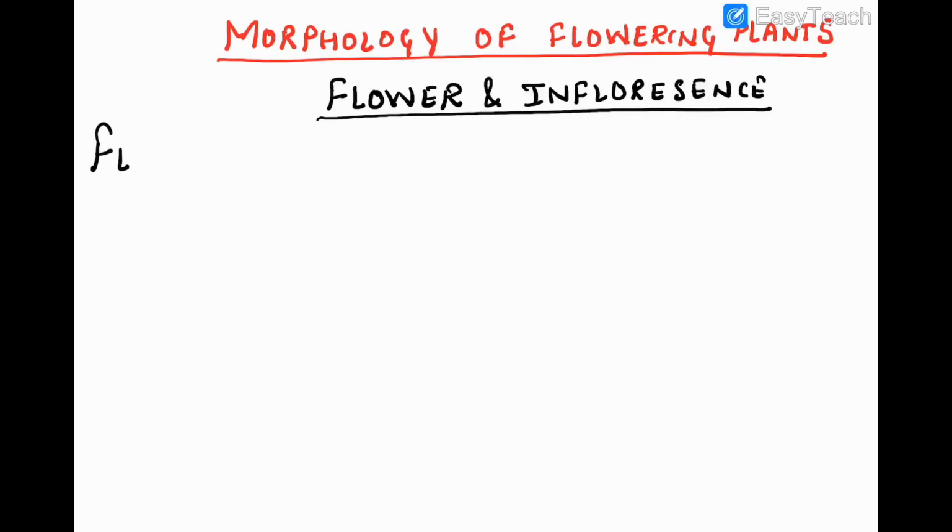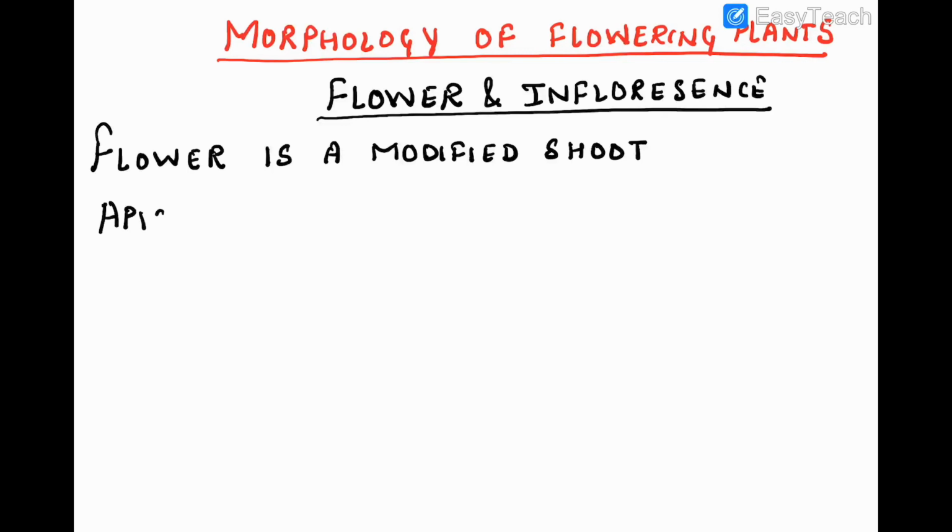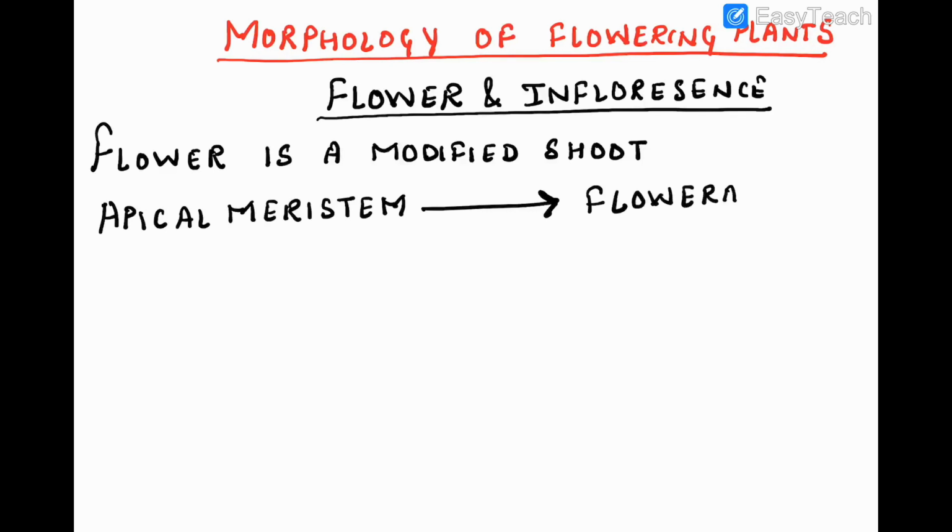Flower is a modified shoot. A flower develops when the apical meristem gets converted into a floral bud, and this floral bud develops into a flower.